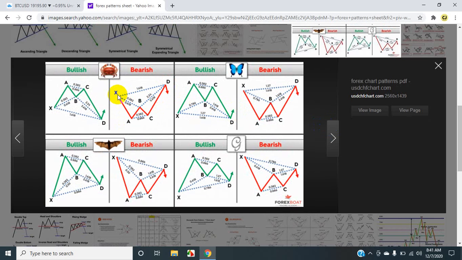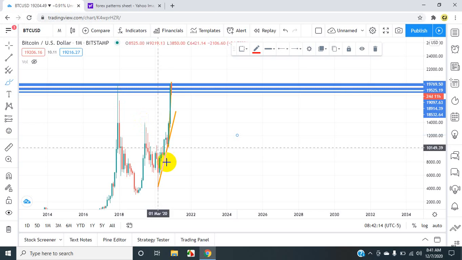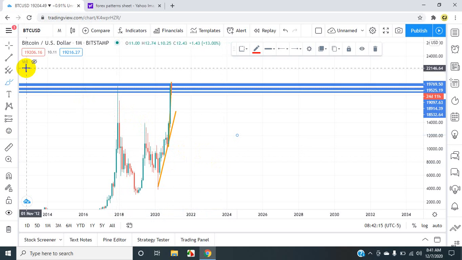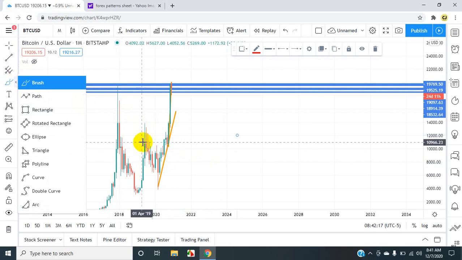So if we see a W in the market, the market came down, came up, came down, created that W, pushed all the way up, then we should be seeing some type of drop coming up soon. So let's go back to BTC USD to take a look at what we see. In the monthly, I see a W.